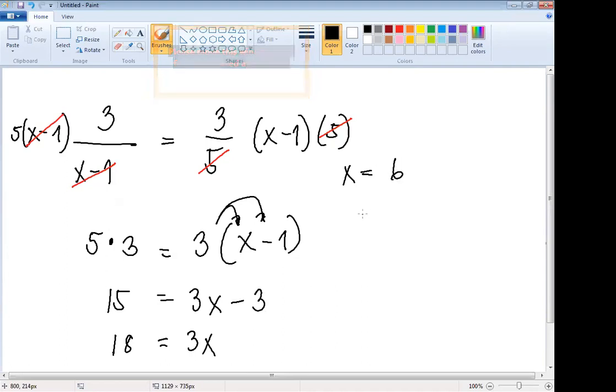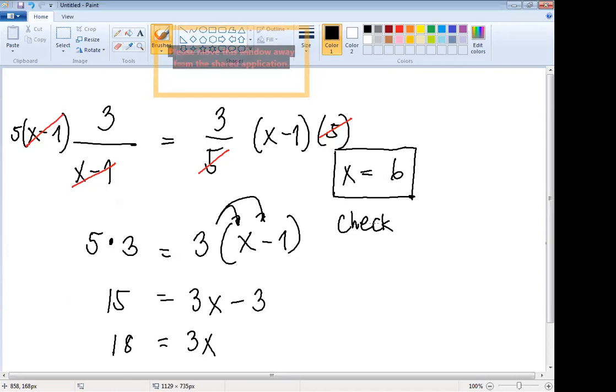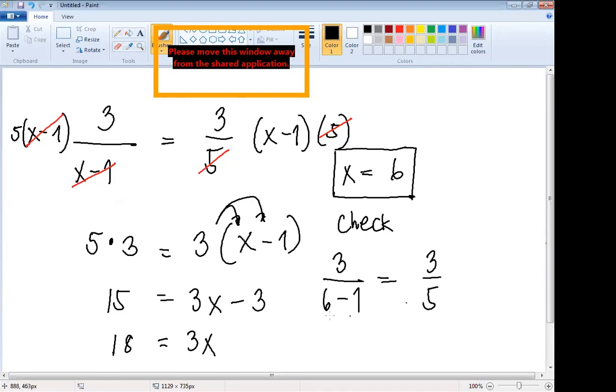So the value of x now is equal to 6. When we are going to check, this one now is our value of x. So when we check the solution, we will have 3 over x, which is 6 minus 1, equal to 3 over 5. So therefore, 6 minus 1 is 5, so 3 over 5 equals 3 over 5.